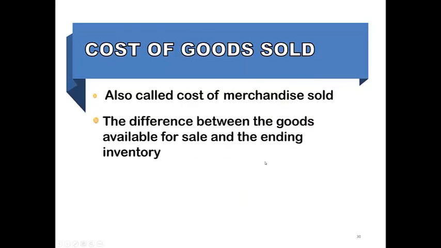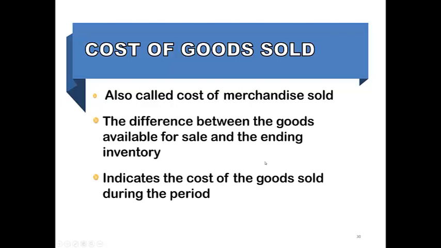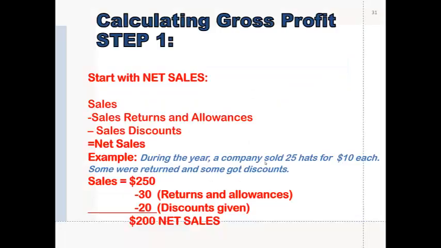So let's look at cost of goods sold a little more closely. We know how to calculate net sales. Cost of goods sold is a much longer and a little bit harder process. It's also called the cost of merchandise sold. It's the difference between the goods available for sale and the ending inventory. And it indicates the cost of the goods that we sold during the period. All right, so I'm going to do a little simplified explanation, and hopefully you'll be able to follow it and understand the calculation involved in cost of goods sold.